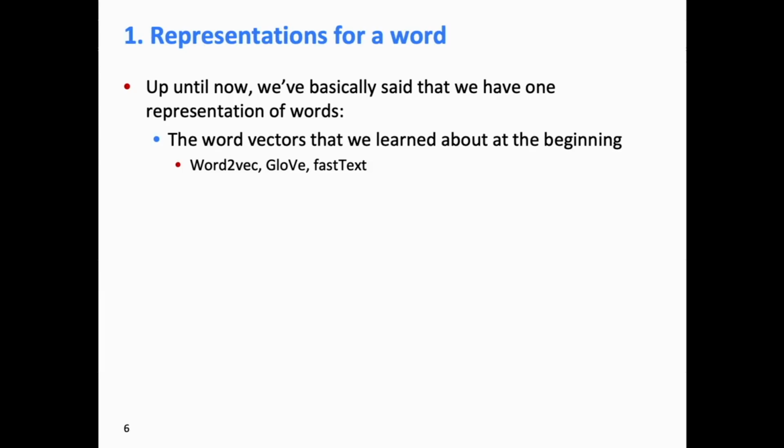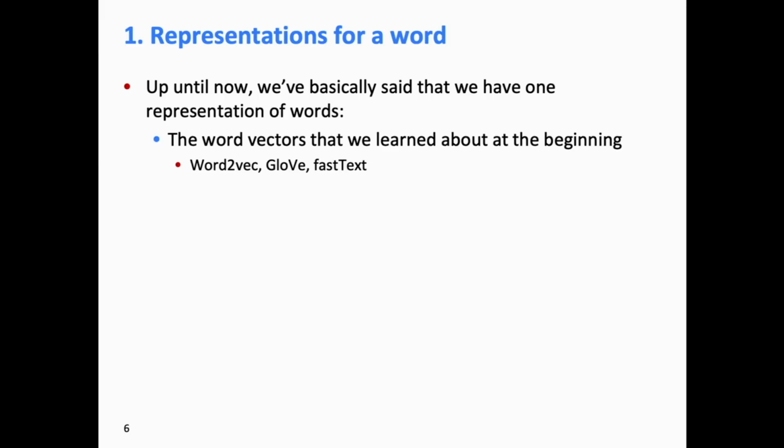So let's go backwards a bit first to think about where we've been and where we are now and why we might want something more. Up until now, we've had one representation for words, which is what we learned at the beginning of class. There was a word, you trained a word vector for it, and that's what you used in your model. And you could do that with algorithms like word2vec, GloVe, or fastText that I mentioned last week.